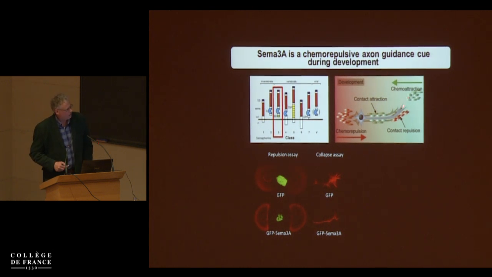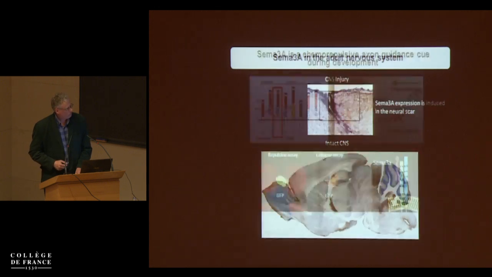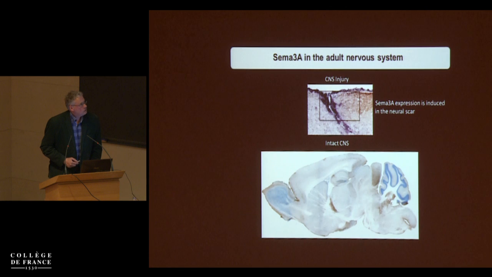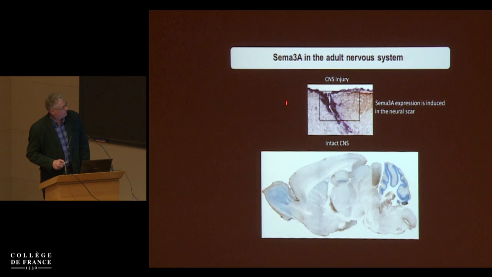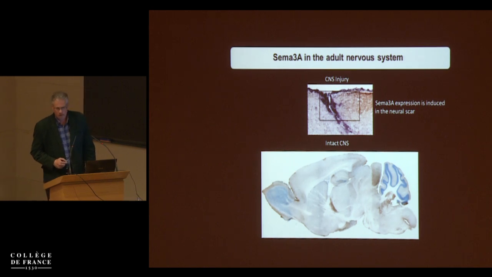So this is illustrating the chemorepulsive activity, and here you see a growth cone that has been exposed to semaphorin 3A. Semaphorin 3A, and that has also been already mentioned, is signaling through a multi-component receptor complex consisting of neuropilins and plexins. Semaphorin 3A is also expressed in the adult nervous system. Very early work of Jeroen Pasterkamp and a number of other people in my lab showed that semaphorin 3A is induced in the neural scar following an injury.